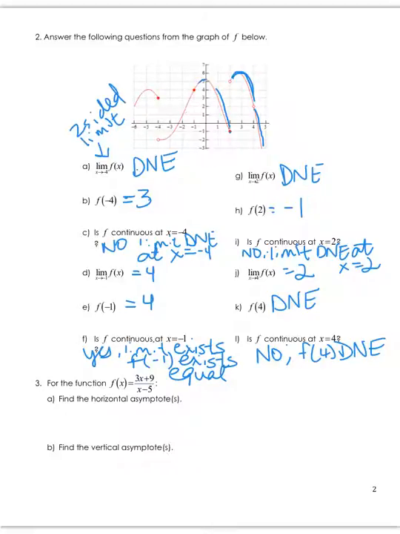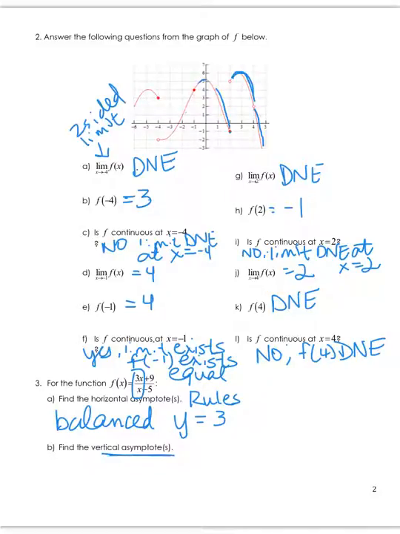All right, for the function f of x equals 3x plus 9 over x minus 5, find the horizontal asymptotes, find the vertical asymptotes. So this is just a reminder of how to do these. Remember, for horizontal asymptotes, you've got the rules: bottom heavy, top heavy, balanced. So this is balanced. X to the first on the top, x to the first on the bottom, so it's balanced. And that means that our horizontal asymptote is at y equals 3 over 1, or just 3. Okay, this isn't asking me to find the limit, it's just saying what's the horizontal asymptote.